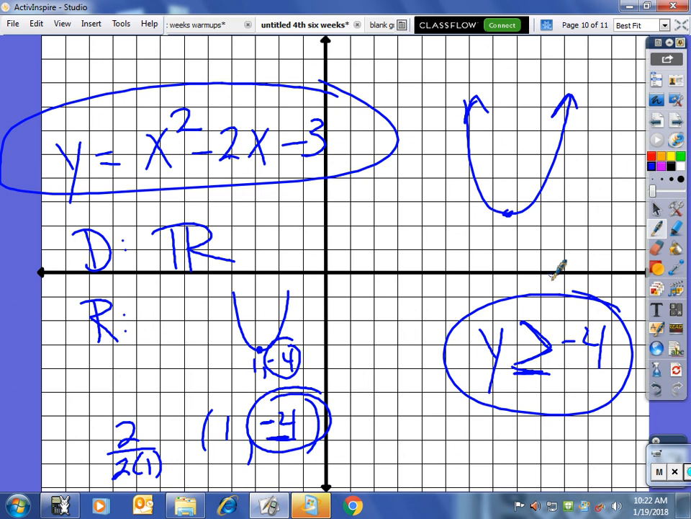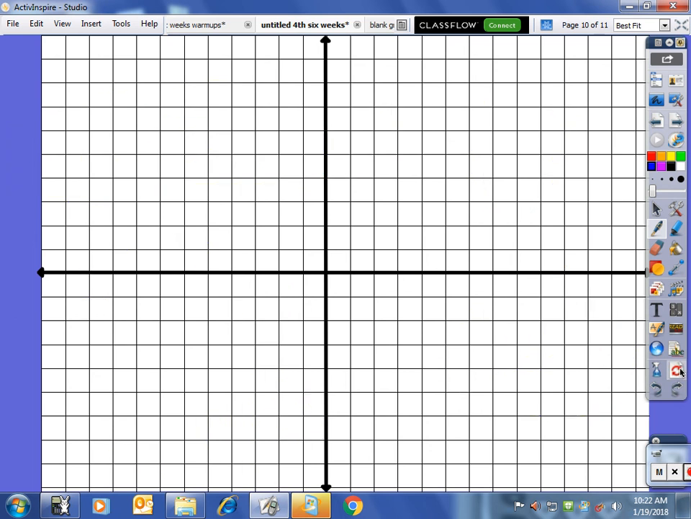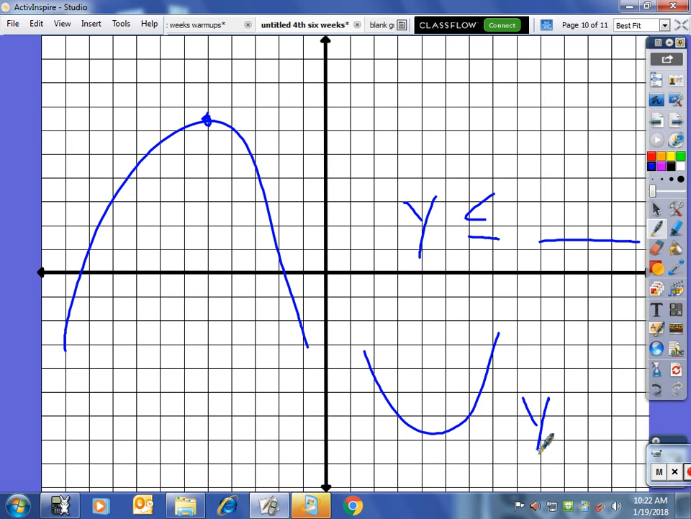Okay, so that's a skill you've got to have. What's the domain of all parabolas? All real numbers. What does the range of any parabola depend on? The vertex. Specifically, what part of the vertex? The y value of the vertex. Okay, so look at this picture. How would you describe the range? Would it be y is greater than or less than? Less than or equal to whatever the highest y value is. On this kind of picture, it would be y is greater than or equal to whatever the y value is.